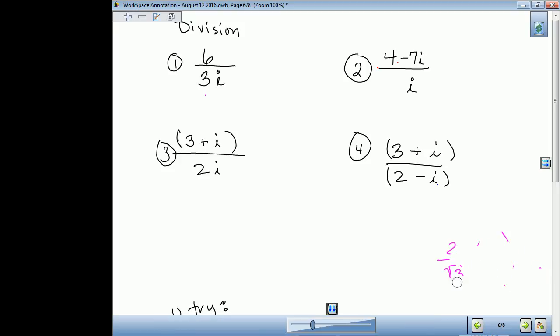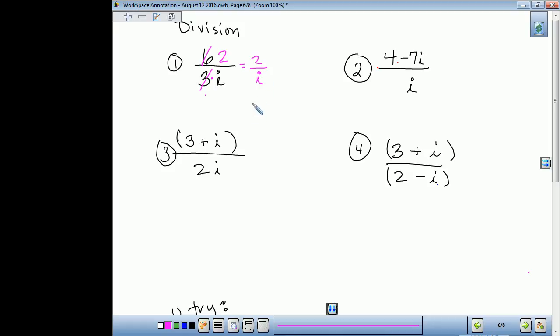So, if I look at my first one, I have 6 over 3i. Well, 3i is really 3 times i, isn't it? And because 3 divides into both the numerator and denominator, I can go ahead and start off by reducing it to 2 over i. So now I'm down to something even easier, 2 over i. But I cannot leave i in the denominator. So what do we do? We multiply the numerator and denominator by i.